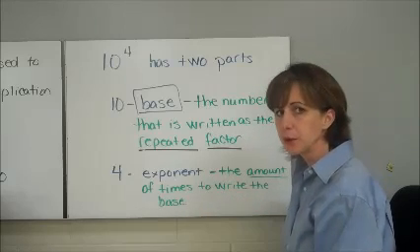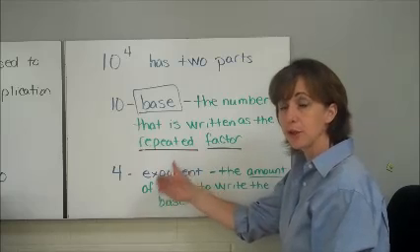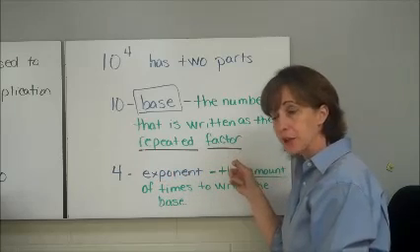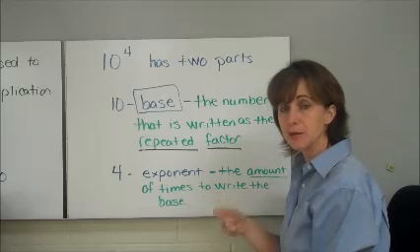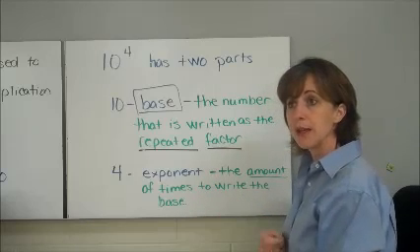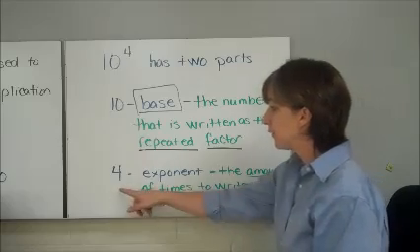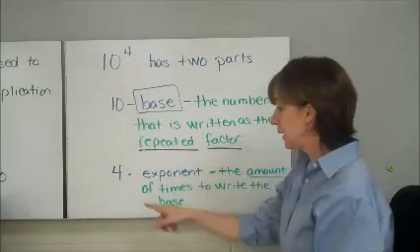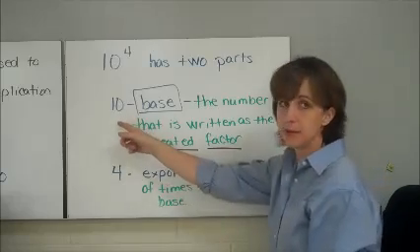2 really important words to remember. Repeated means it's the number you write over and over again, and factor is a number in a multiplication problem. So an exponent is repeated multiplication. The 4 in this number is the exponent, and the exponent is the amount of times to write the base.